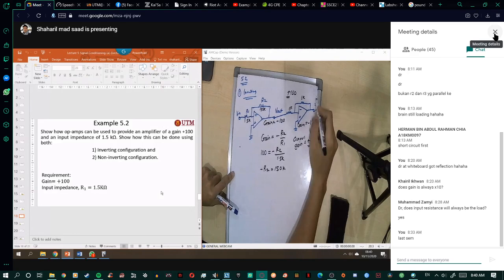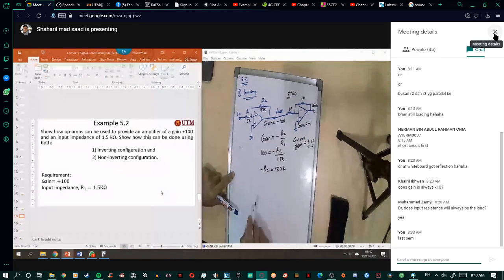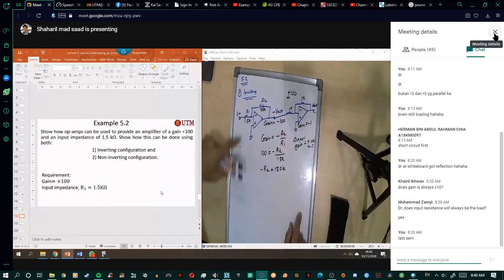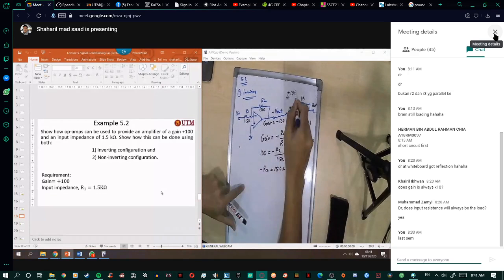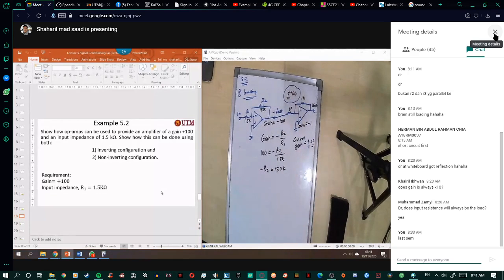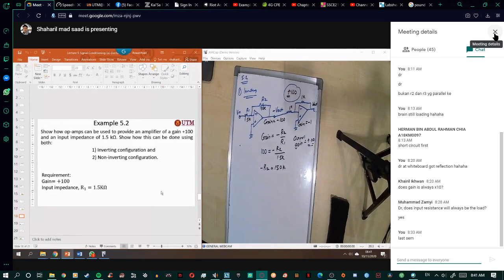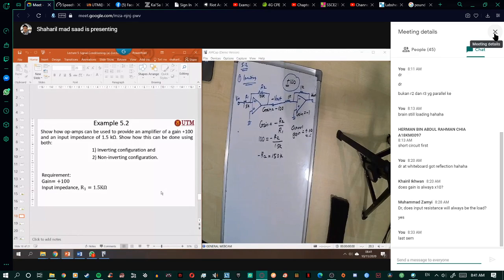Okay, so this is your output, V out. So V out here, we can say it is negative V out. So when you have two inverting stages that you combine together, you can achieve plus 100, that means a positive gain.